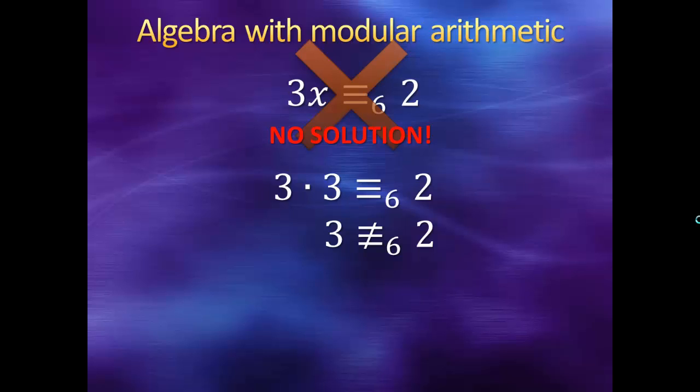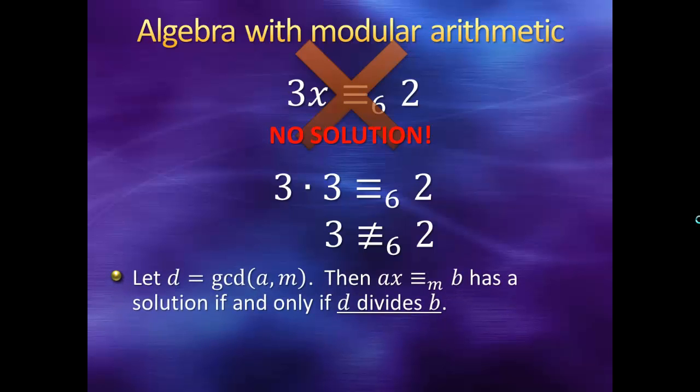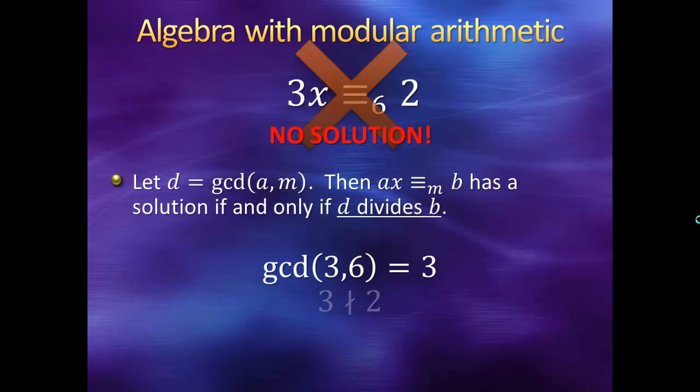So under what conditions will there be a solution? Well, if we let d be the greatest common divisor of a and m, then the congruence ax is congruent to b mod m will only have a solution if d divides b. So in our case, the GCD of 3 and 6 is 3, but 3 does not divide 2, so we can see that the congruence has no solution.